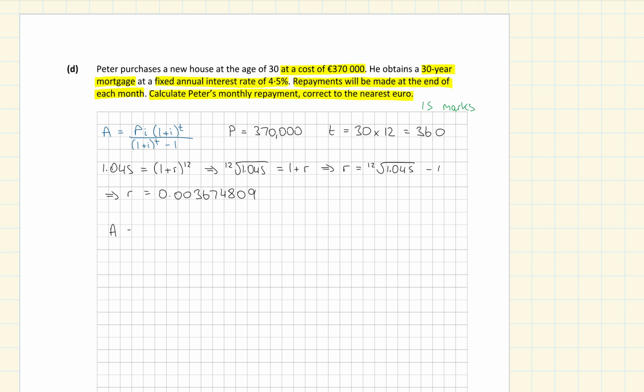And now we sub into our formula, so we get 370,000 by your interest rate. Just be careful here that you only use i, not 1 plus i. It's an easy mistake to make. And then multiplied by 1 plus i. So that's 1.003674809 to the power of T, which is 360, all over (1 plus i) to the power T, so to the power 360, minus 1.